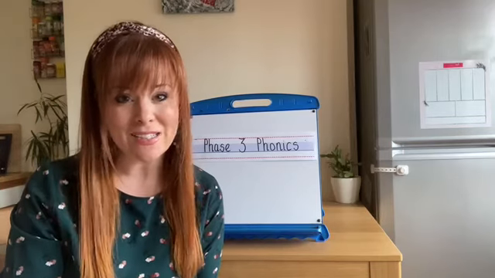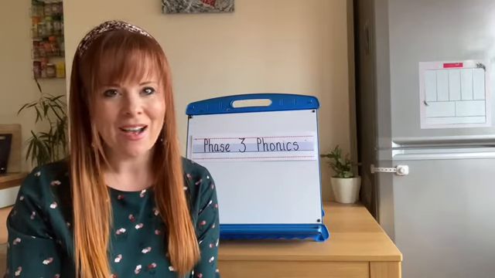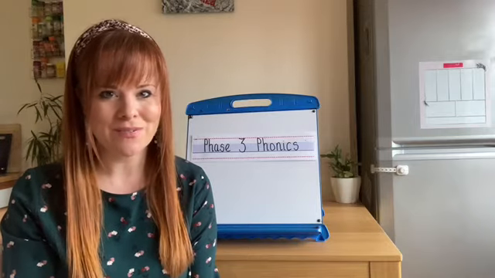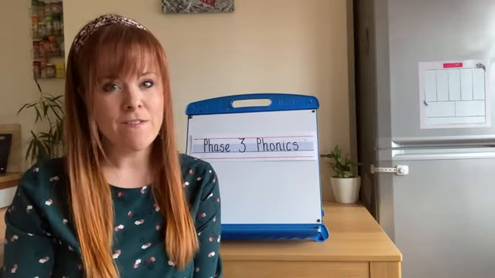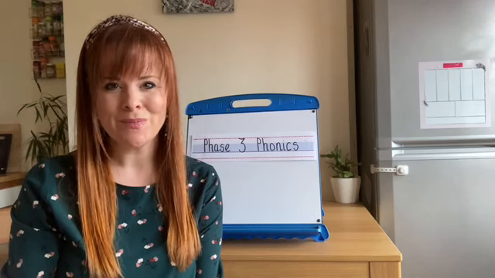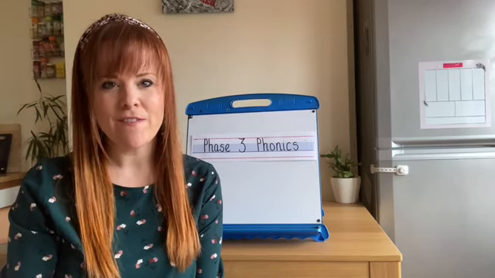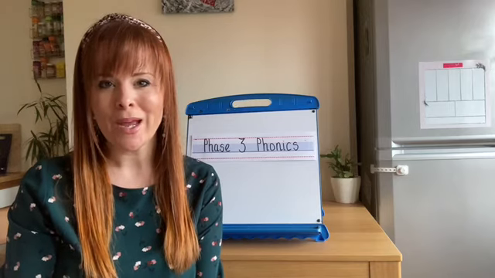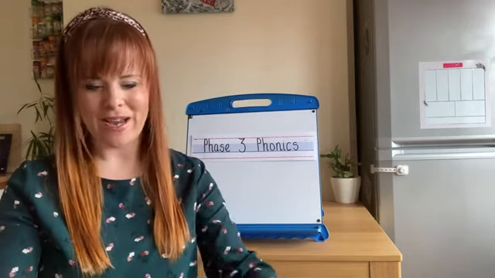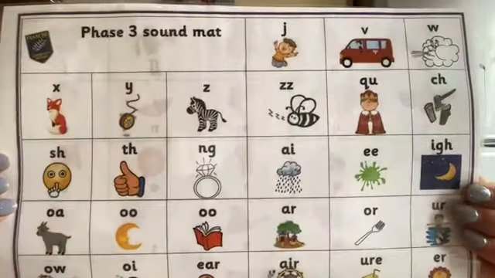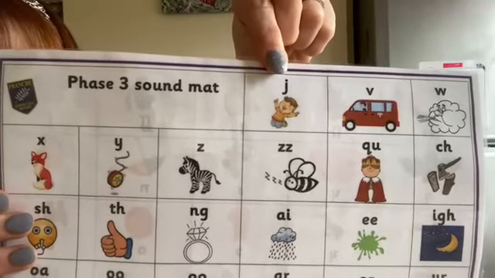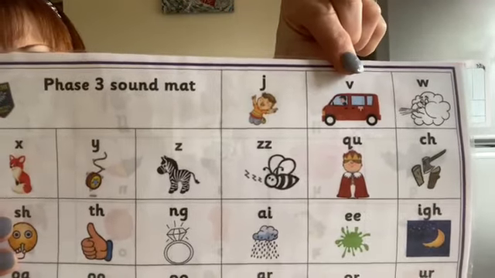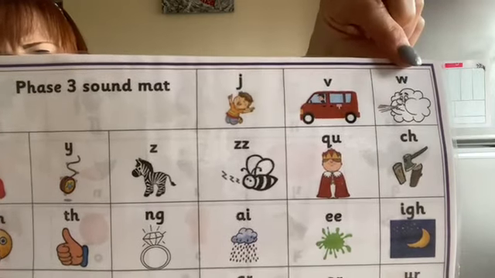Do you remember the 3 sounds that we looked at this week? Pause the video and tell your adult. So the sounds we looked at were J, V, and W. I wonder if you can spot them on our sound mat. Can you see them? J, V, and W.